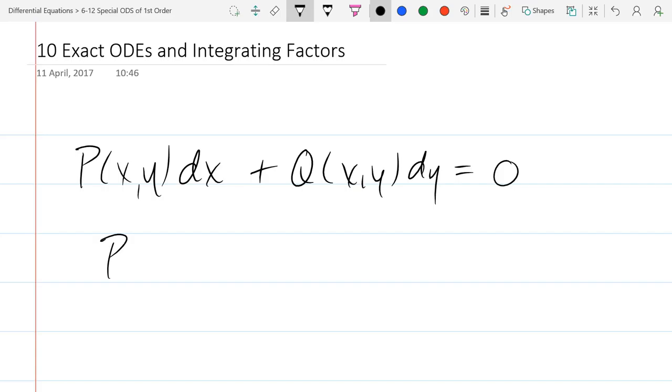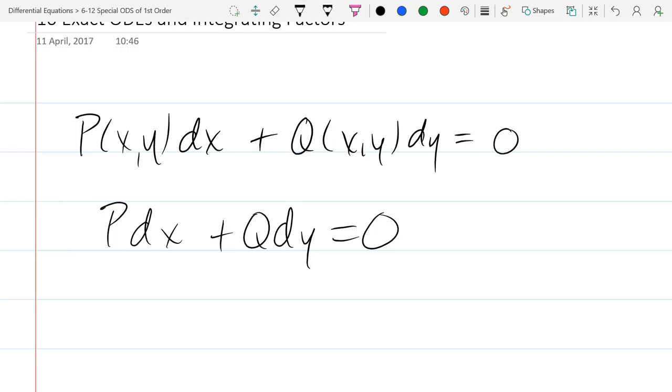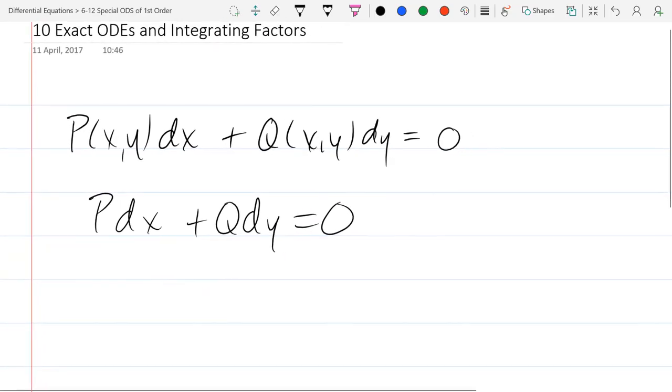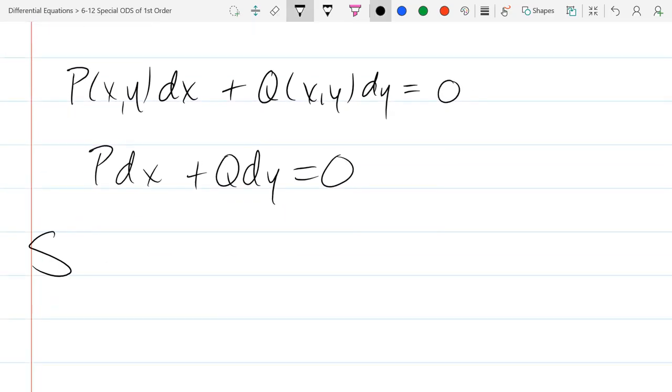Now, I'm generally going to be lazy and just write P dx plus Q dy equals 0. It takes less time, so I'm not going to write that out every time. All right, so let's suppose. This is our symbol for suppose. Have I written that enough times that we're okay? It's like a half dollar sign, or a lazy dollar sign, I should say.